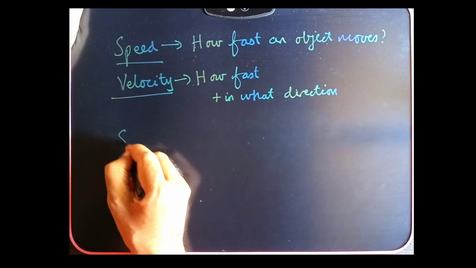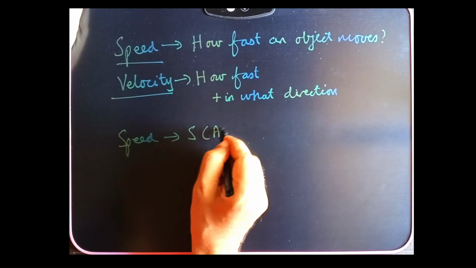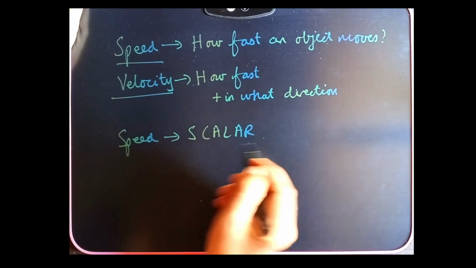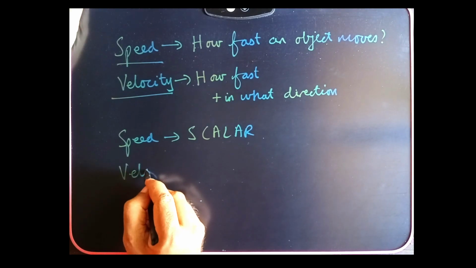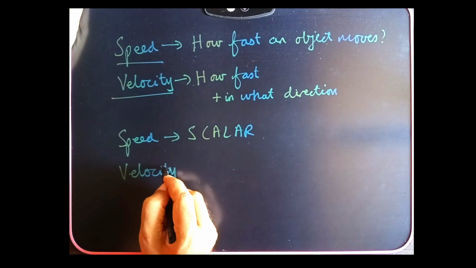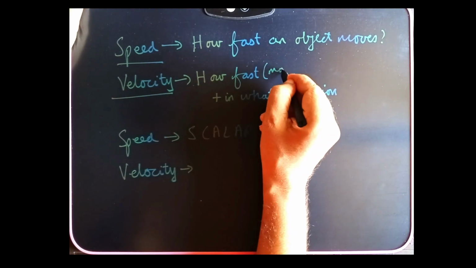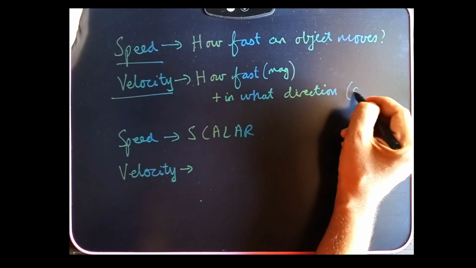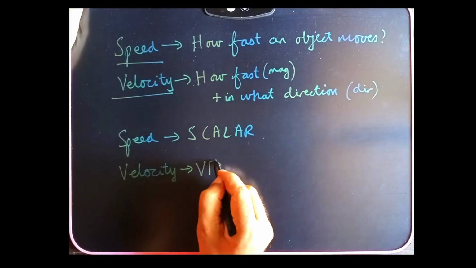So hence we can state that speed is a scalar, and we know that if any quantity has magnitude, that means how fast gives us the magnitude, and direction is also involved, then we call that a vector quantity.